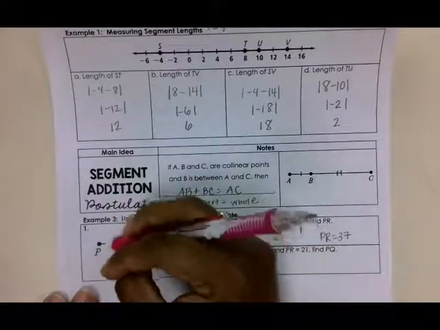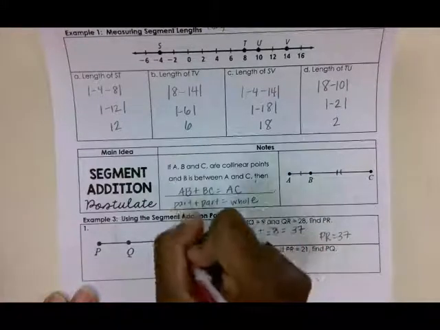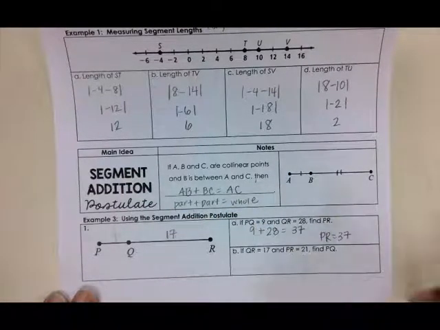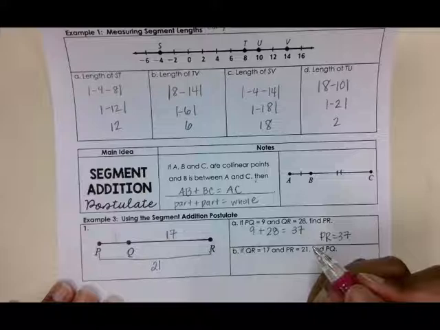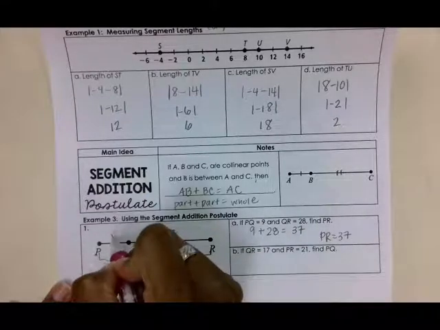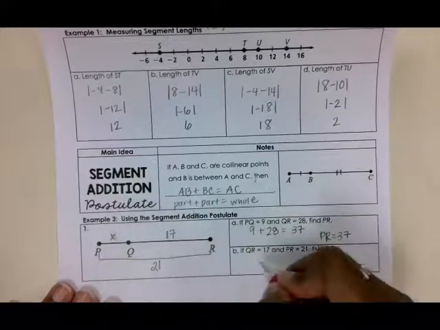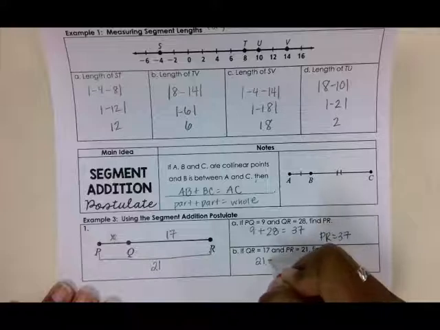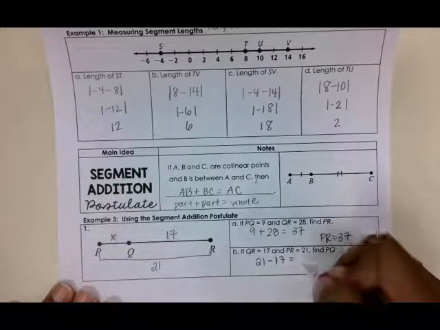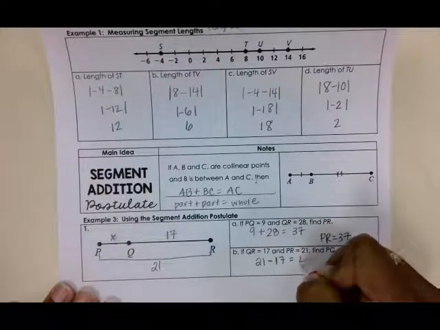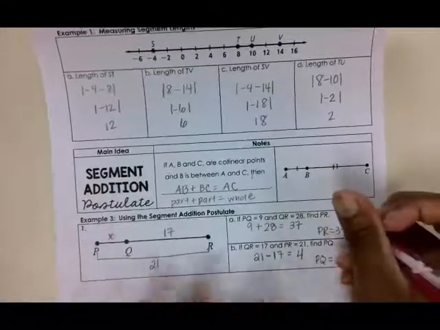Alright, they're giving us different values now. So I'm going to erase these. It says QR is 17. I'm going to label QR as 17. PR is 21. That's the whole thing is 21. I want to find PQ. I'm going to call that X. I want to find this little piece. Well, they gave me whole and the big part. So that means if I take the whole minus the big part, I'll find my little part. So if I do 21 minus 17, that means PQ is 4.